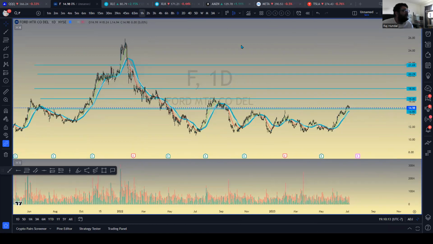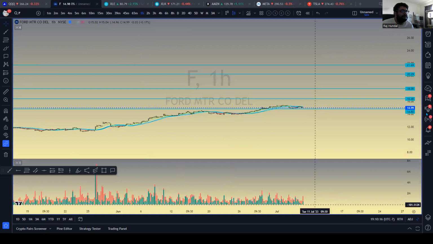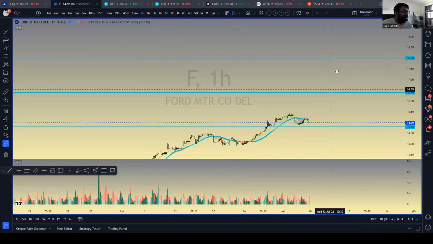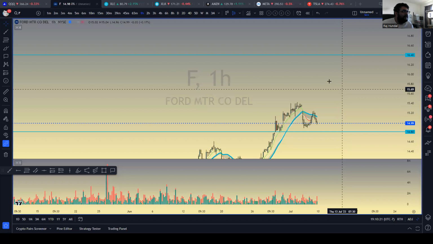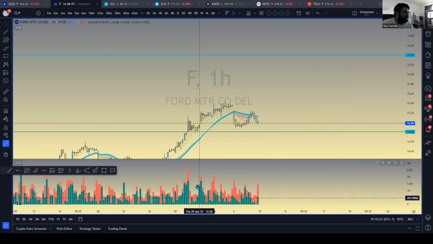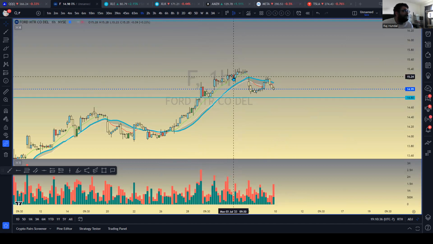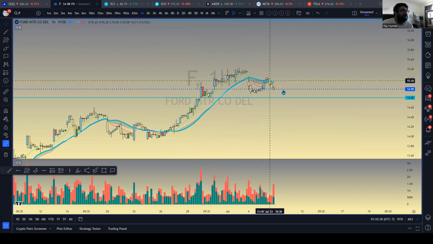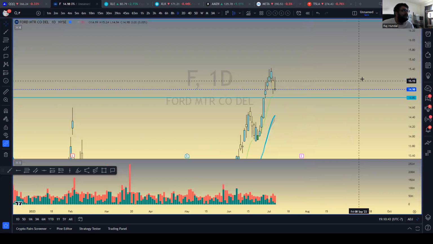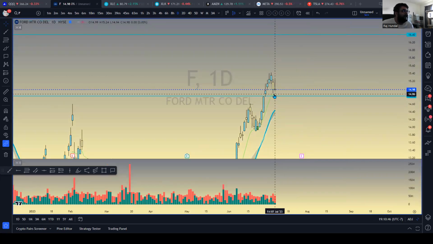I also noticed here on Ford, we broke 14.80 on the hourly. This is the 0.5 of the opposing Fibonacci, the short Fibonacci of the downtrend. We broke it, we bull flagged right on top of it, and we're on our way up. We have kind of surprising wedge action, and it looks like we're going to come back down and retest it, which is fine. My stop loss is actually right here at the 8 EMA.